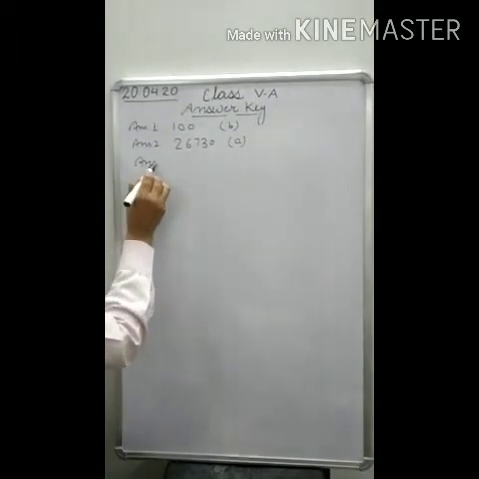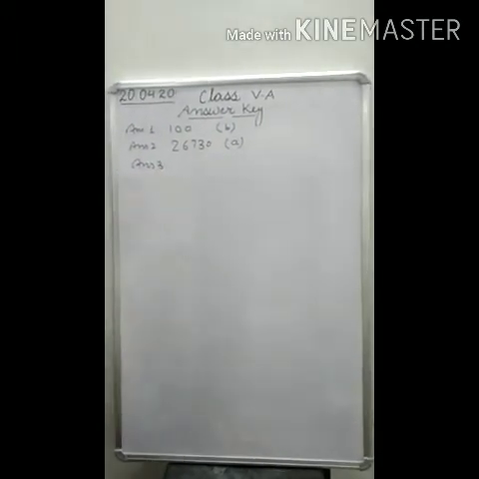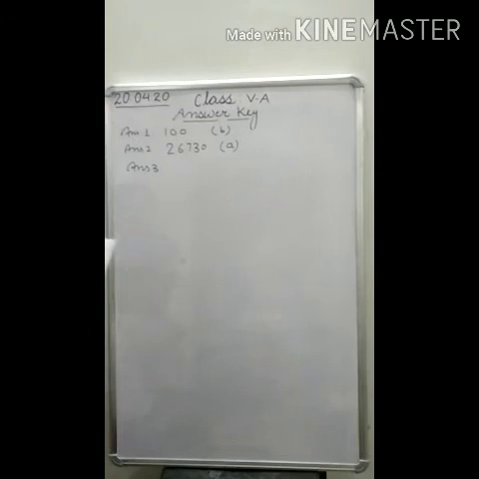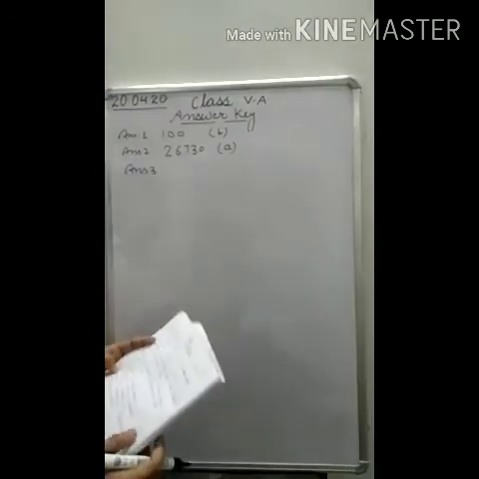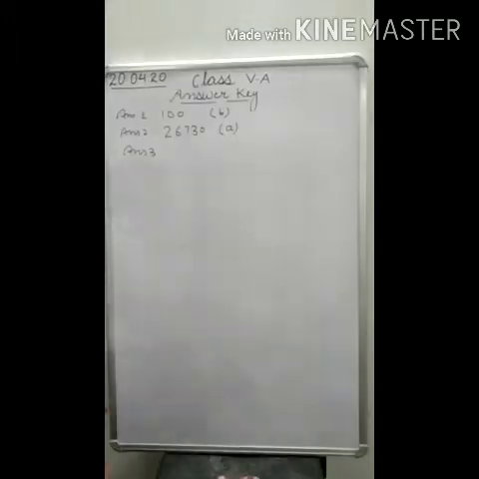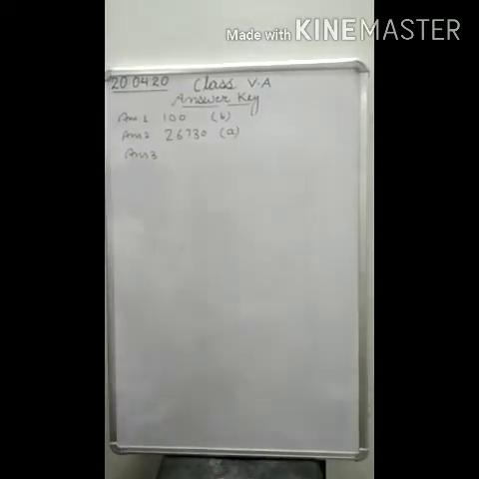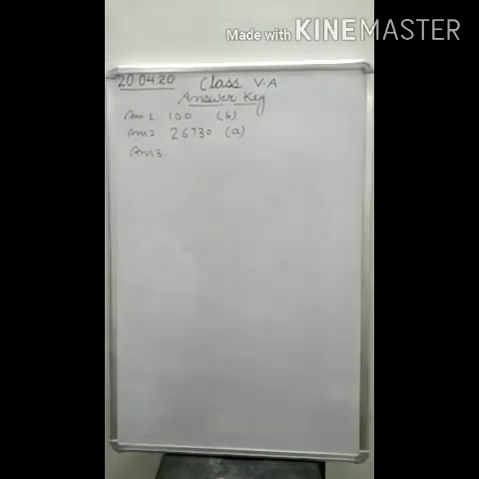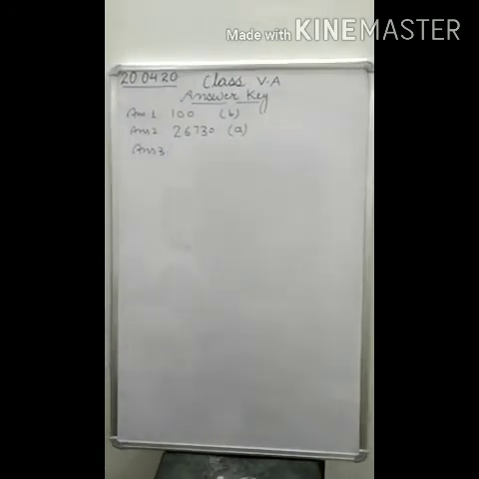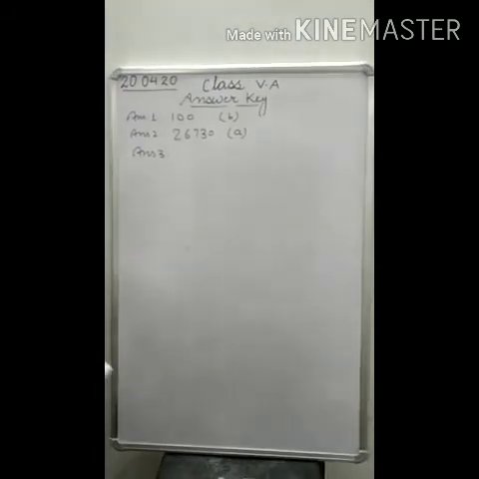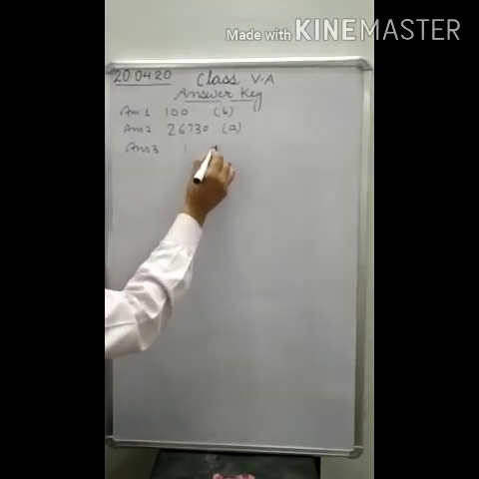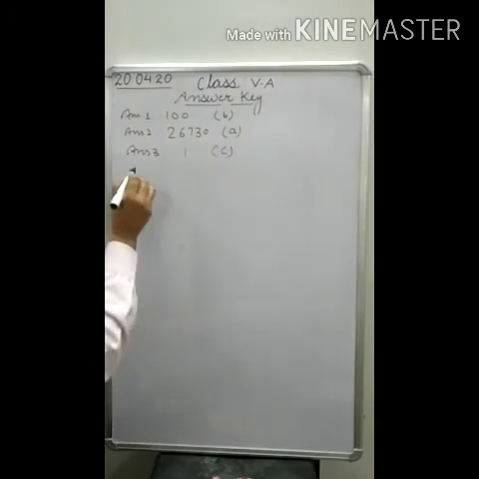Answer number 3. In this question you have been given: when a number is multiplied by dash, the product is the number itself. Students, you know it very well. If a number is divided or multiplied by 1, then and only then the product will be the number itself. So the answer of this will be 1 and the option will be C.